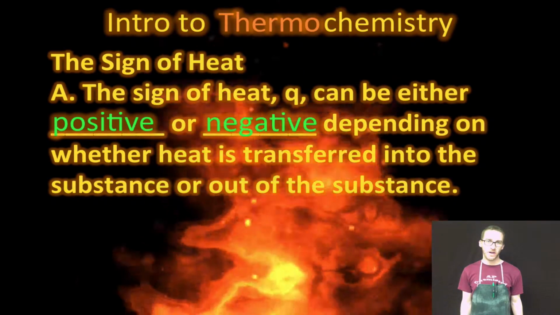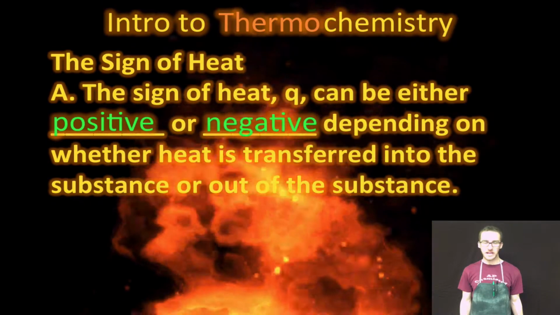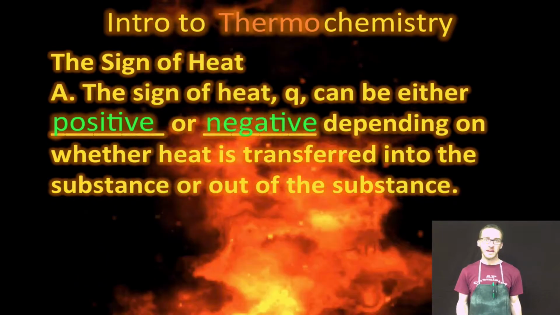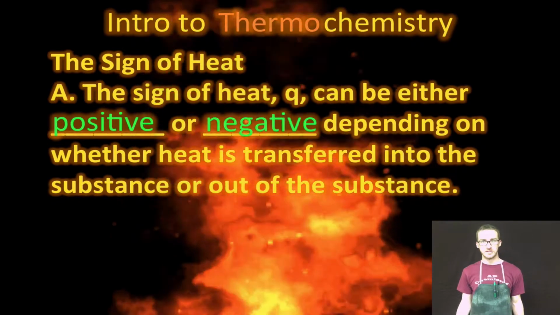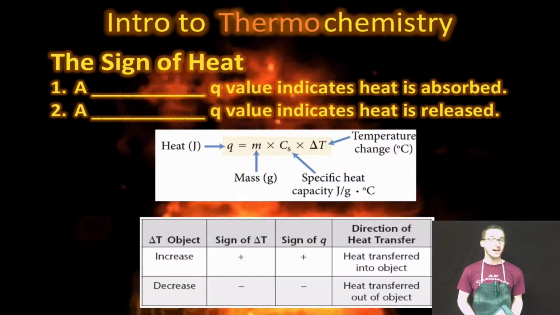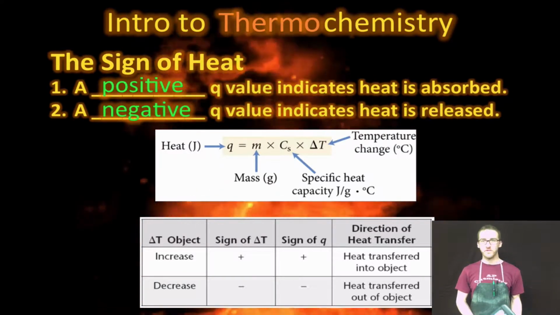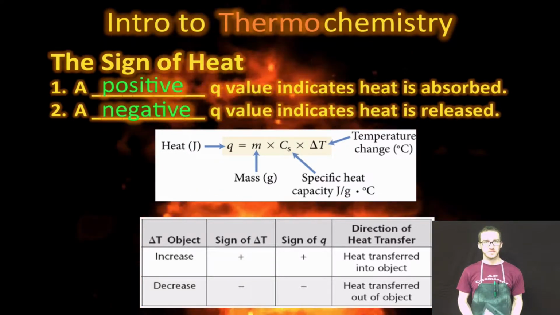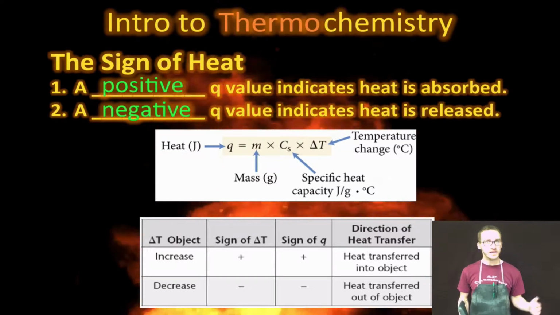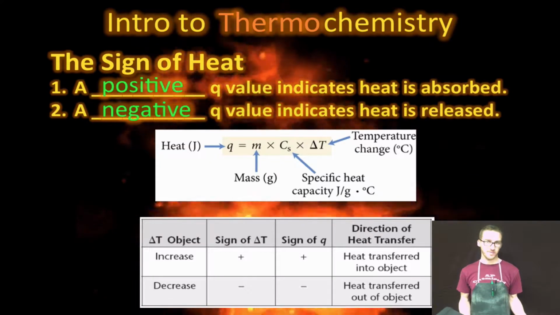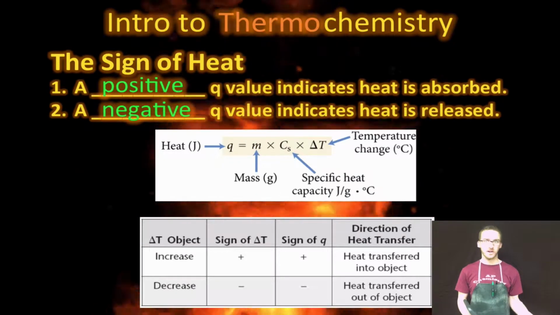Alright, now let's talk about the sign of heat. The sign of heat, or Q, can be either positive or negative depending on whether heat is transferred into the substance or out of the substance. Recognize that a positive Q value indicates that heat is absorbed, and a negative Q value indicates heat is released. It's important to recognize that the sign of Q is simply indicating the direction of heat transfer. You can't have, for example, a negative amount of energy. It's just indicating the direction of that heat flow.